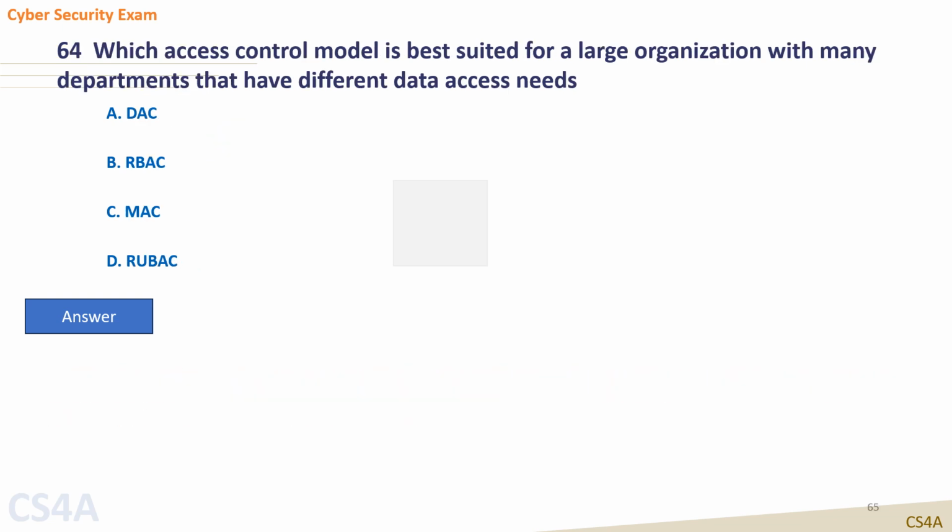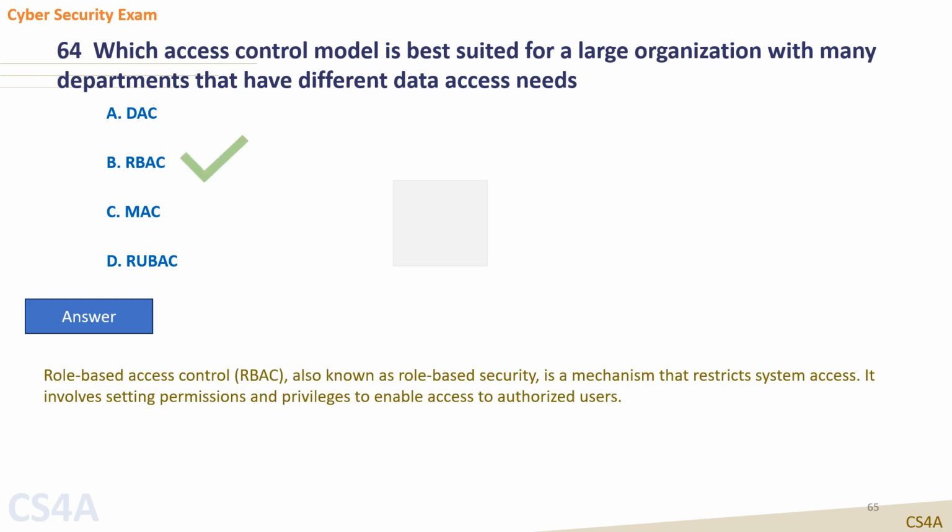So here the question is, which access control model is best suited for a large organization with many departments that has different data access needs. So here the keywords are large organization and different data access needs. So how can we accomplish the access control, either DAC, RBAC, MAC or RuBAC. Role-based access control is the best fit for this large organization with different data access needs. We can create roles for different departments so that we can give each one a different set of access authorization. So the answer is B, role-based access control.